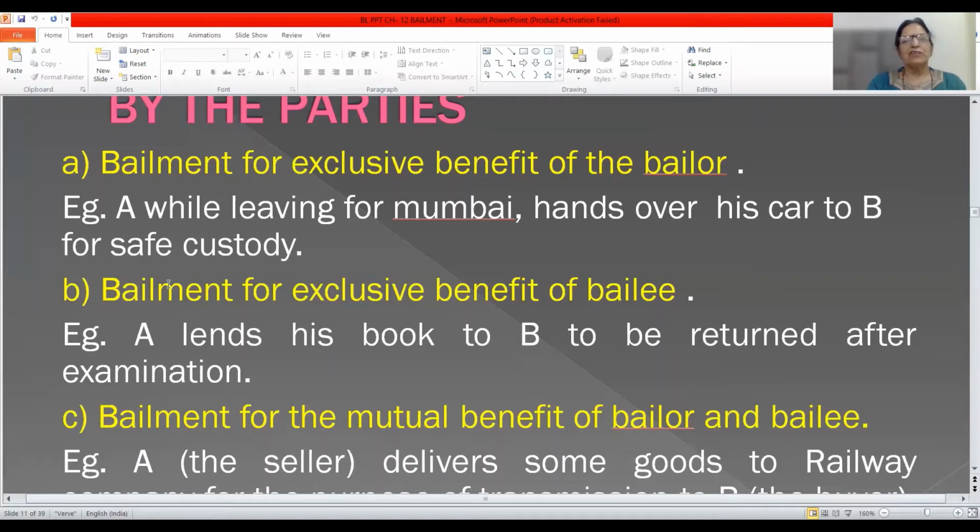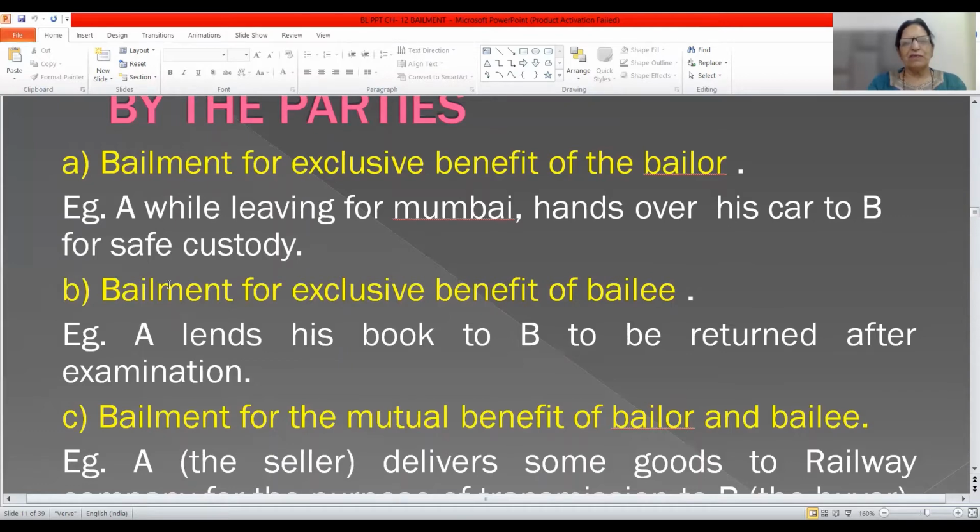So, bailment for the exclusive benefit of the bailor. For example, A, while leaving for Mumbai, hands over his car to B for safe custody. Now, this is only for the benefit of the bailor. Bailor maybe doesn't have the parking space, so he leaves his car in the safe custody of his friend. So, when he comes back, then he takes possession of his own car from the person. So, here the bailment is for the exclusive benefit of the bailor.